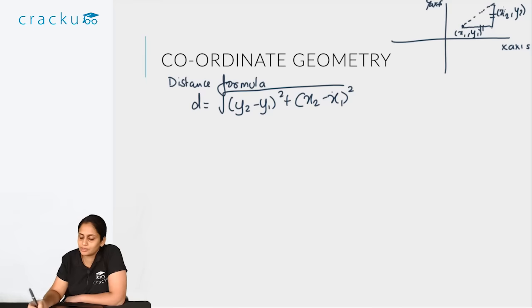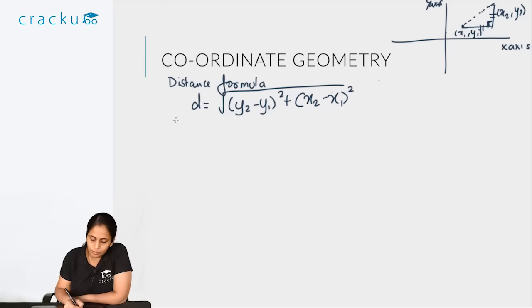And by using Pythagoras theorem, because this will be a right angle triangle, since I'm drawing a line parallel to the x-axis and another parallel to the y-axis, this angle will be a right angle. So the distance between them you can derive by Pythagoras theorem as the square root of (x2 minus x1) the whole square plus (y2 minus y1) the whole square. So this is the basic distance formula that we need to use whenever we have to find the distance between any two coordinates as such.